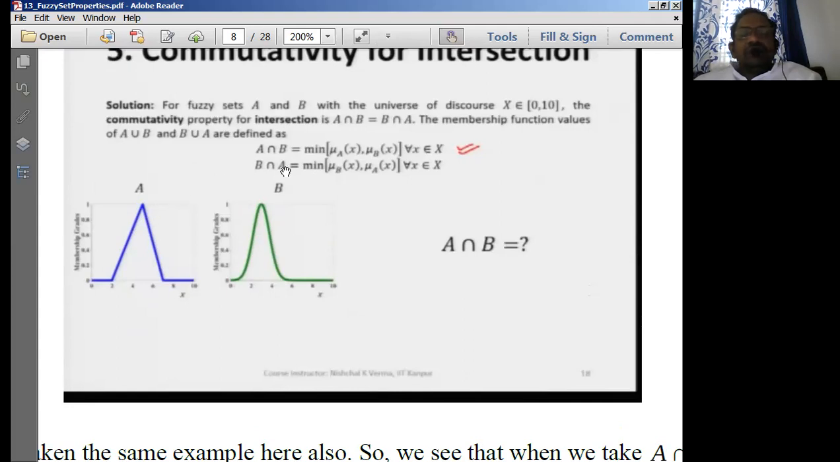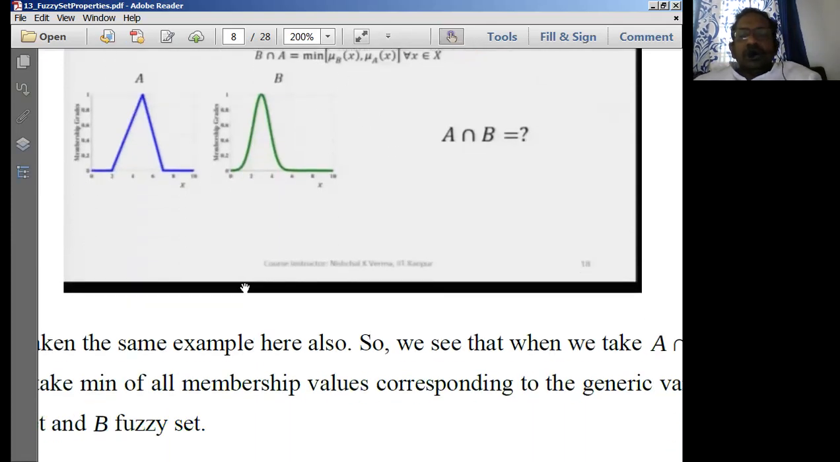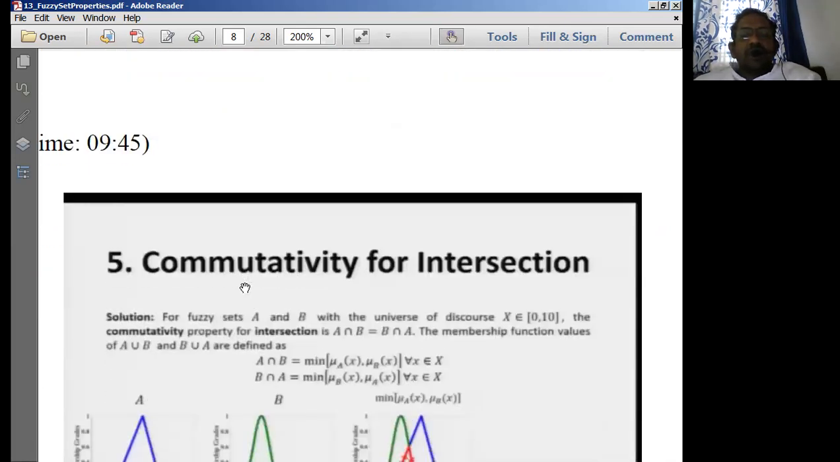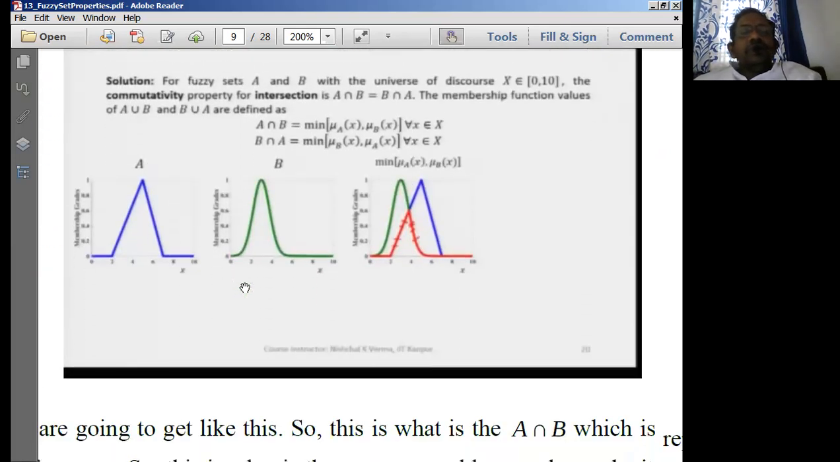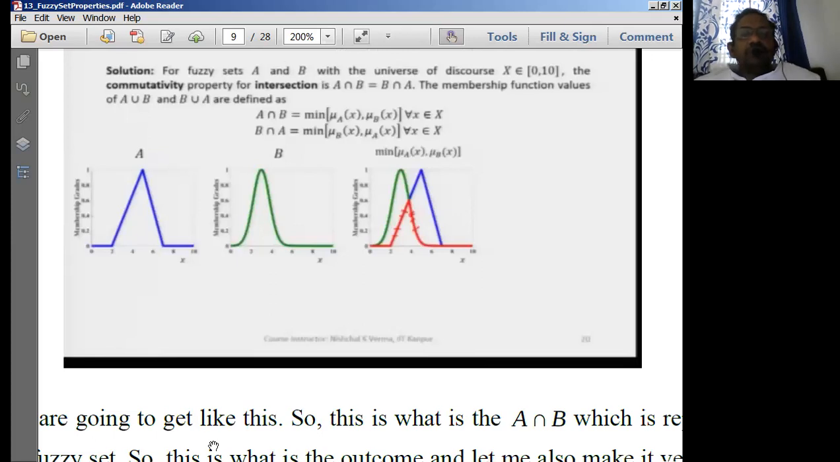So when we take intersection, what is the criteria? The criteria is the minimum condition: minimum of the member function of A with B, and for B intersection A, minimum of the member function of B with A. That is the criteria that has to be satisfied. So let us start looking into the minimum values of these two.